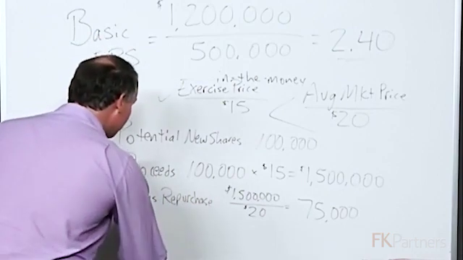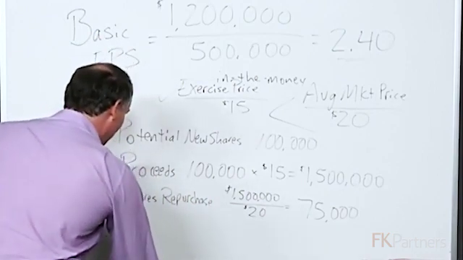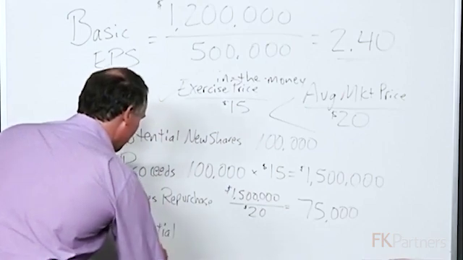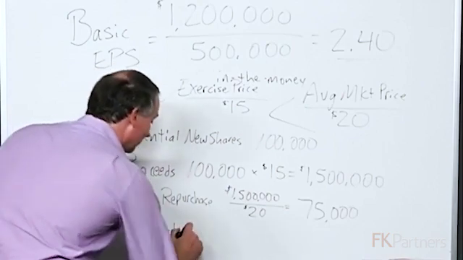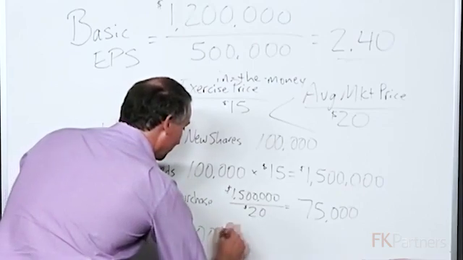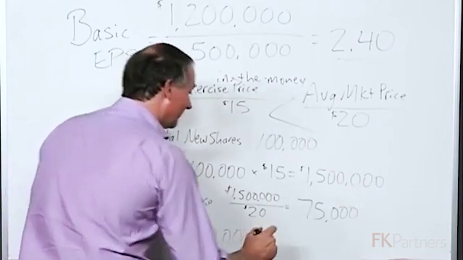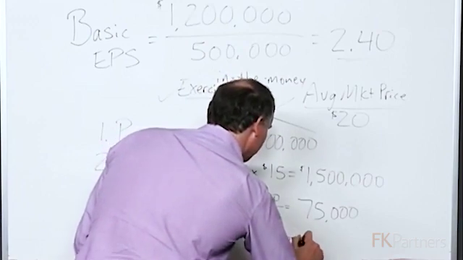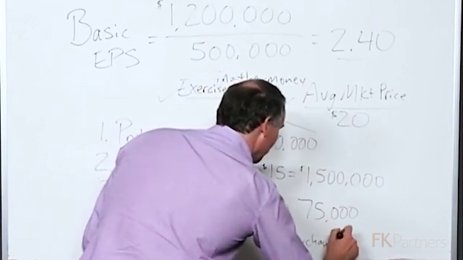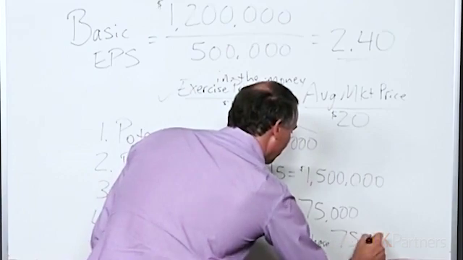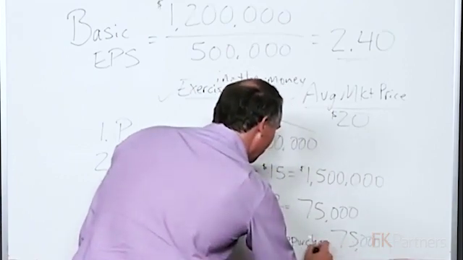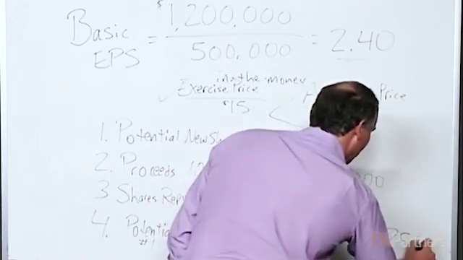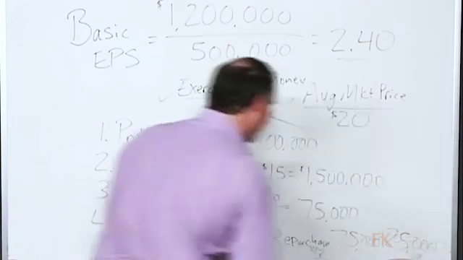So we're going to take the first step, the potential new shares, step number one, which is that 100,000, and we're going to subtract from it the shares that we're going to repurchase, which is the 75,000. That's step number three. That's going to give us a net number here of 25,000.